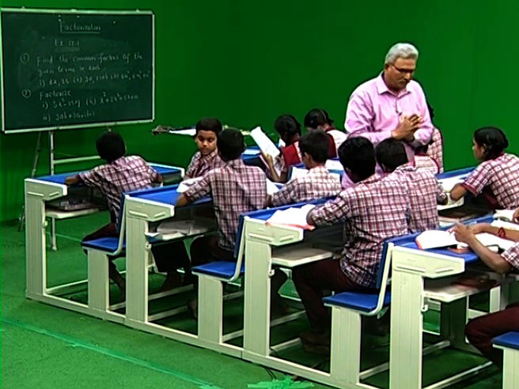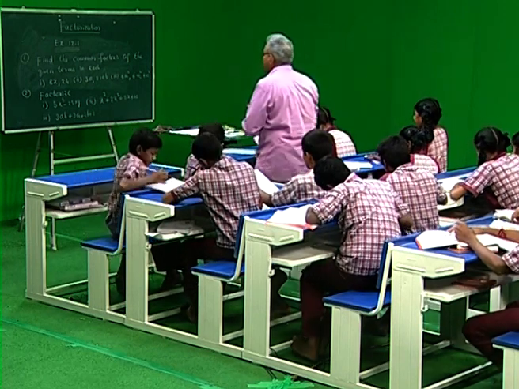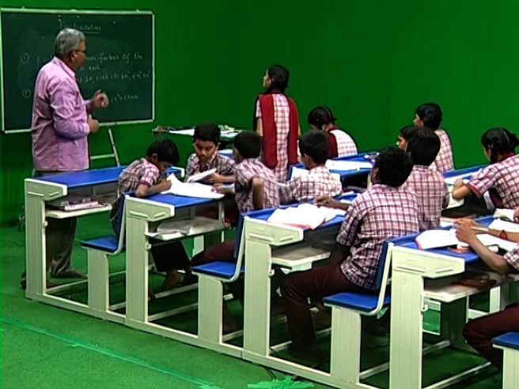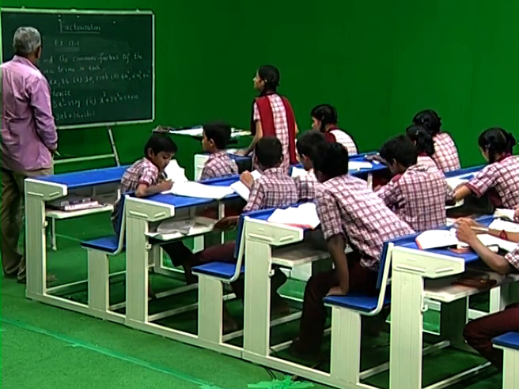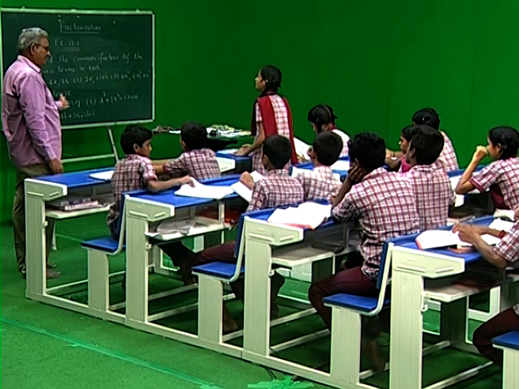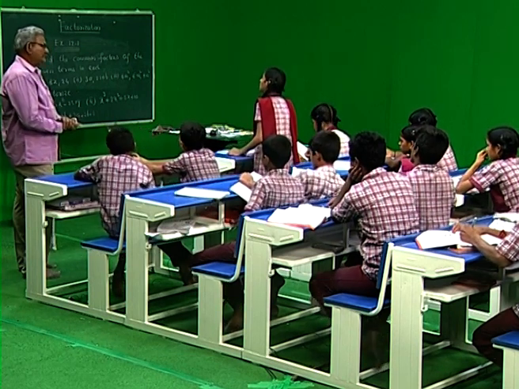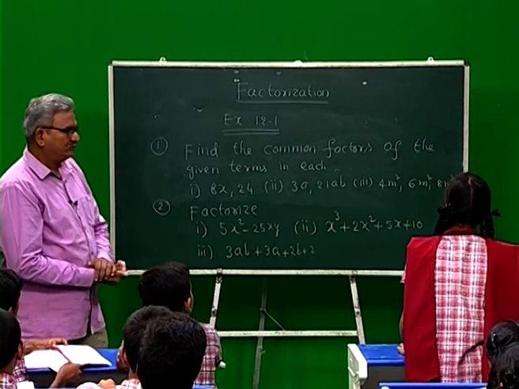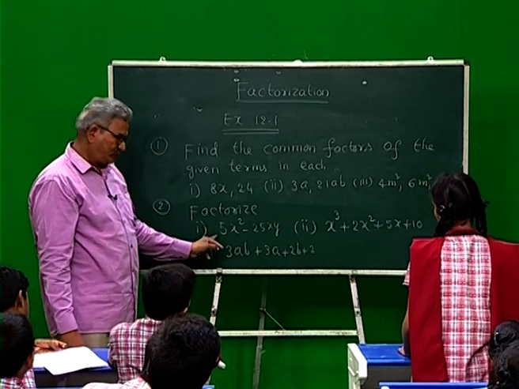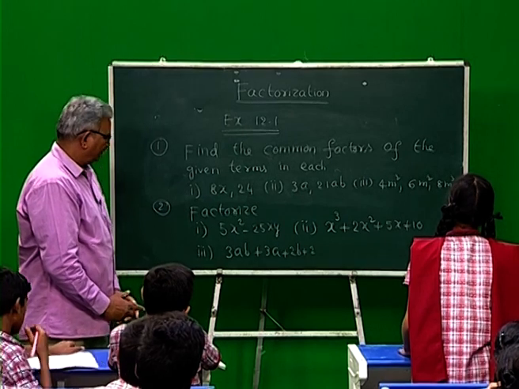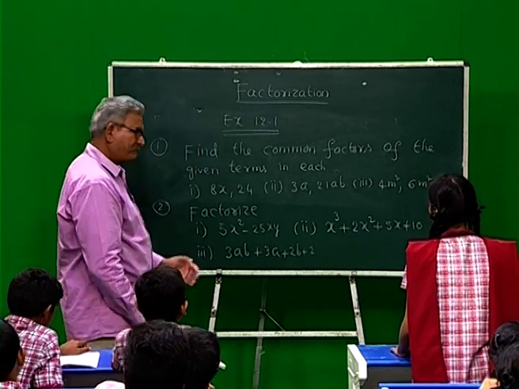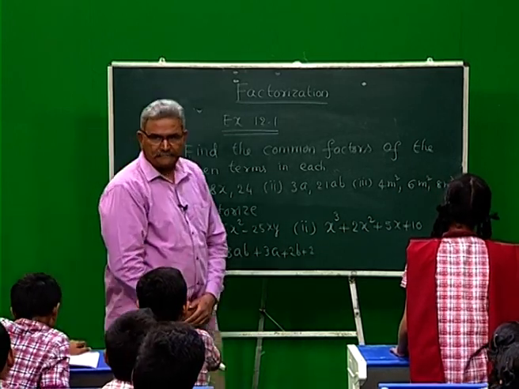Read the questions on the board once again. So all of you just check the questions. Find the common factors of each of the given terms. First one is 8x comma 24. Second one, 3a comma 21ab. Third one, 4m square, 6m square, 8m cube. Very good. Factorize. 5x square minus 25xy. Second, x cube plus 2x square plus 5x plus 10. Third one, 3ab plus 3a plus 2b plus 2.